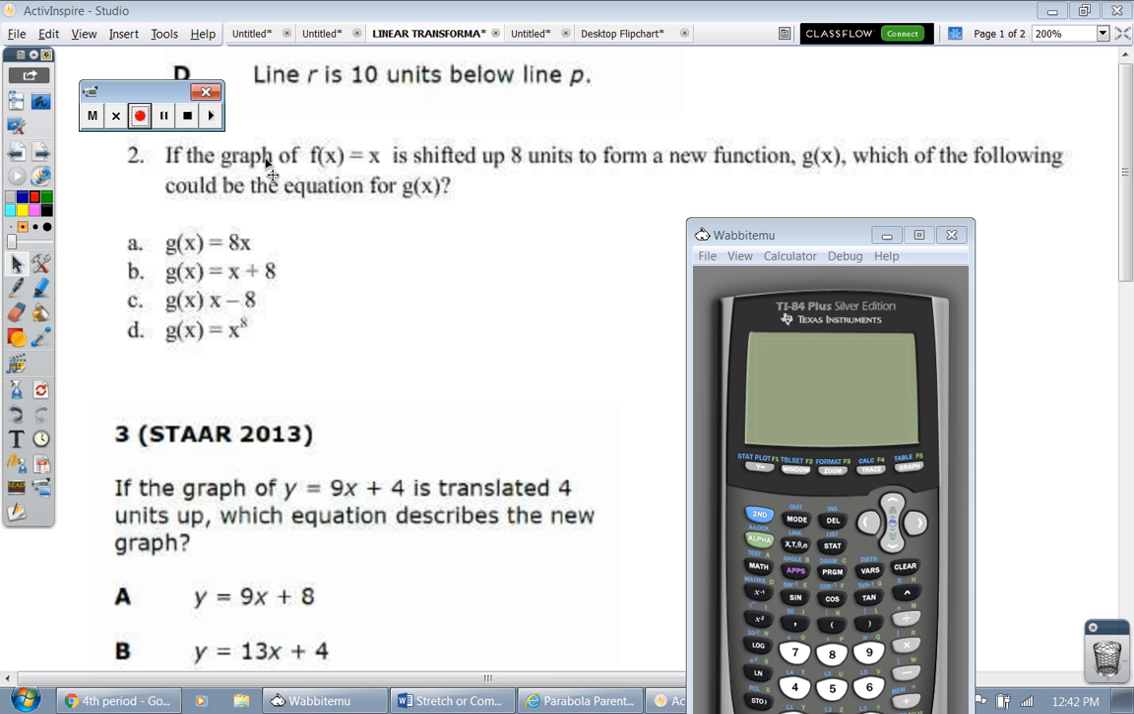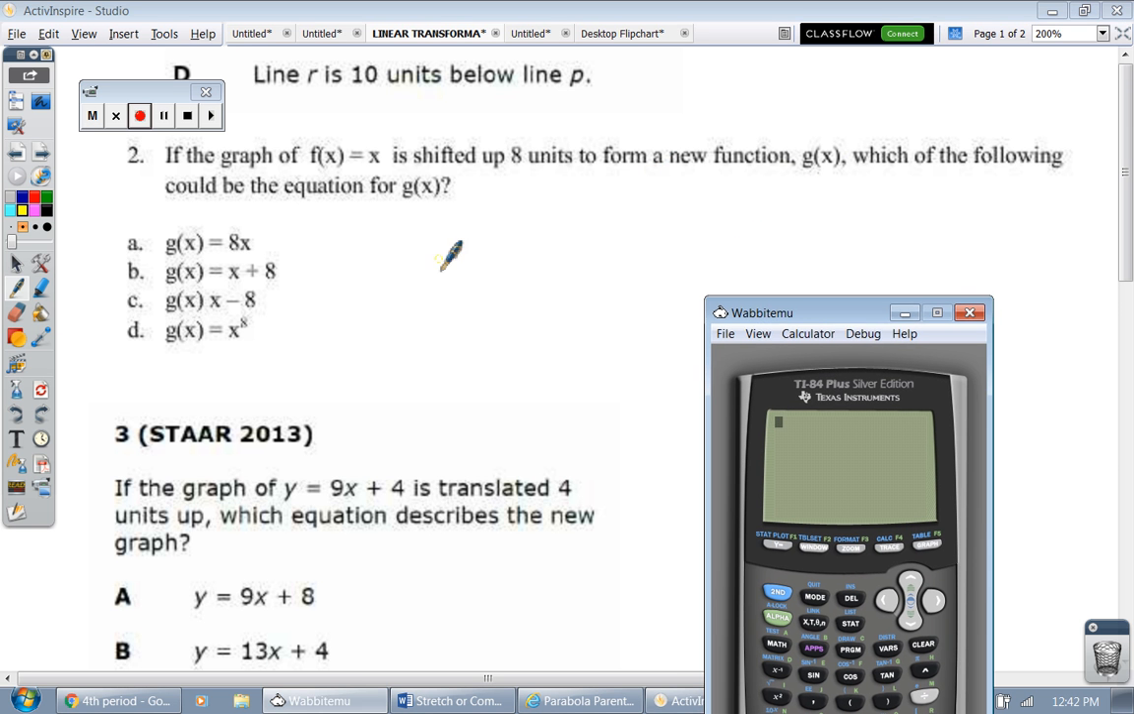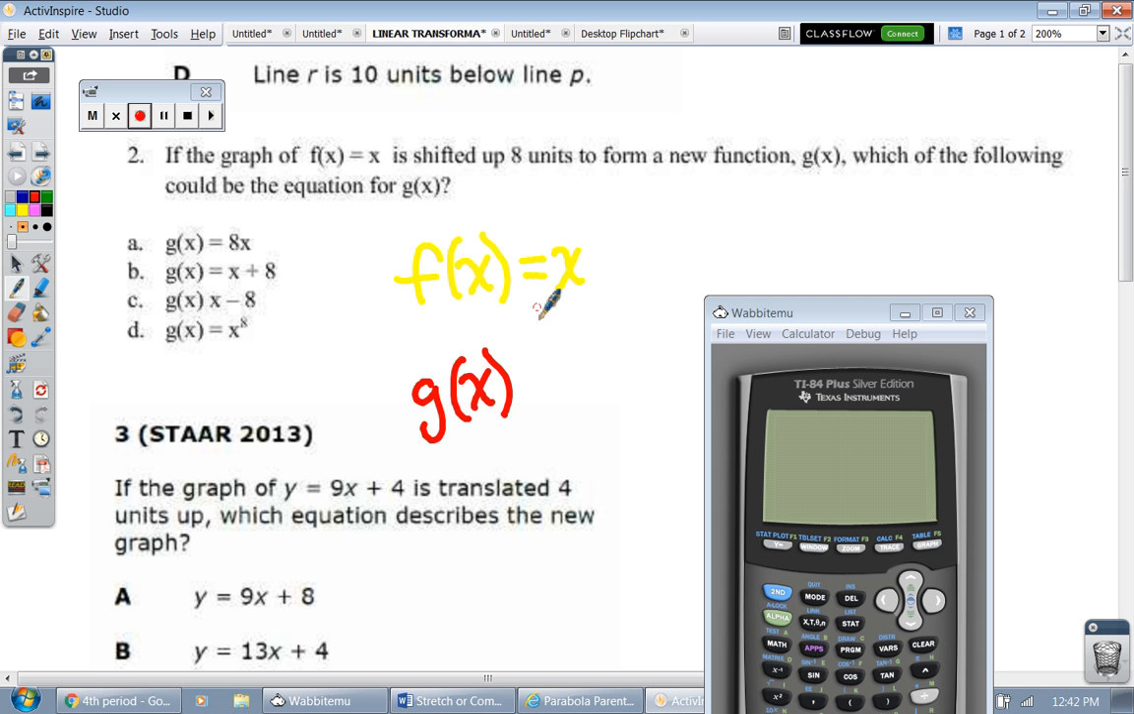Question 2: if the graph of F, so this is our F graph, is x, and is shifted 8 units up to form a new graph G. So here's the F graph, this is our first one. And then we have a G graph, this is our new graph. It's shifted 8 units up. Did we change the slope? Does it say anything about changing the number in front of x? No. So we're not putting a number in front of x other than the one that's already there, an imaginary 1. But remember, we talked about how to go 8 units up, you're just simply going to add 8 to what's here. There's nothing there, so that's why it's plus 8.